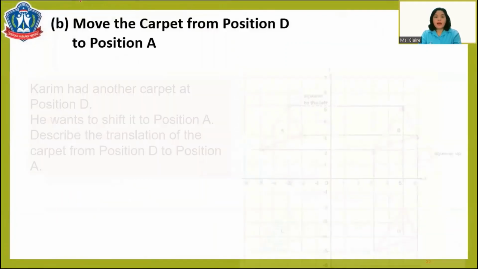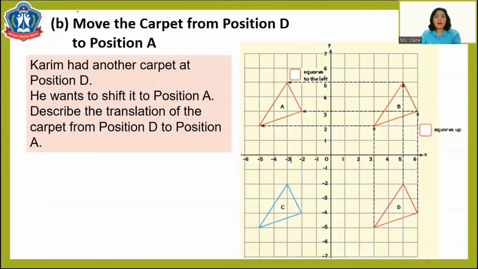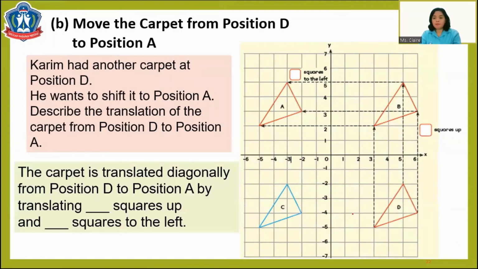Okay, how about this one? Let's move the carpet from position D, this one, to position A. Karim had another carpet at position D. He wants to shift it to position A. So let's find the translation. So the carpet then is translated diagonally, right? From D to A, but it doesn't mean that it will move in a diagonal position. It will go upward, then going to the left.